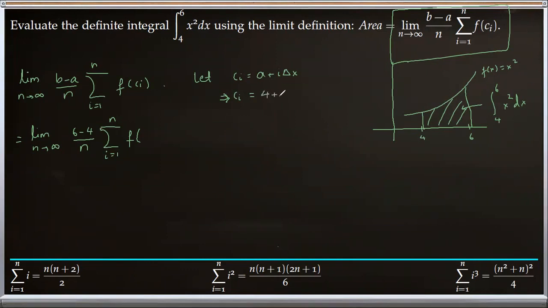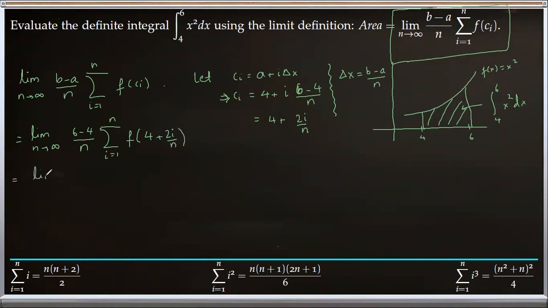So a is 4 plus i times delta x. Delta x is (b minus a) by n, so our b is 6, (6 minus 4) by n. So this will look like 4 plus 2i over n. Then we are looking at f of (4 plus 2i over n) in this expression.